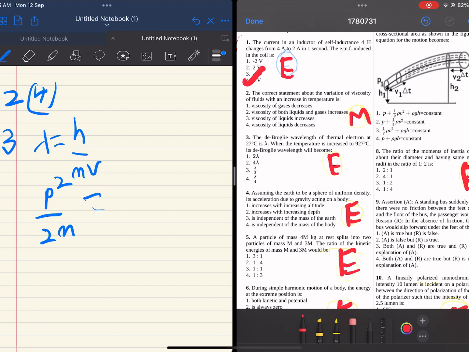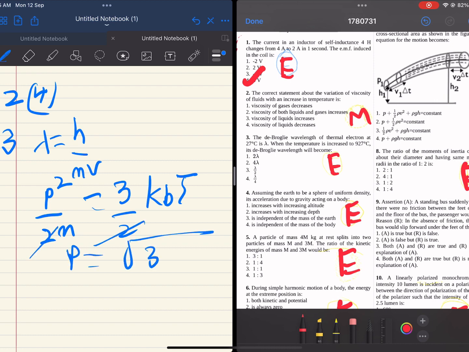Kinetic energy is 3 by 2 kB times T. Why 3 by 2 kBT? This is the translational kinetic energy. So momentum is equal to root of 3 m kBT. So lambda is equal to h by p, which is h by root 3 m kBT. So we can see lambda is inversely proportional to root of temperature.